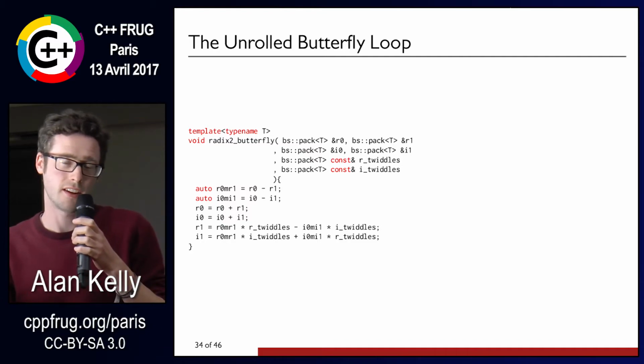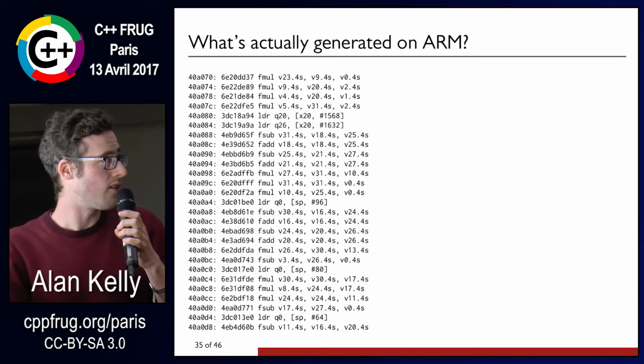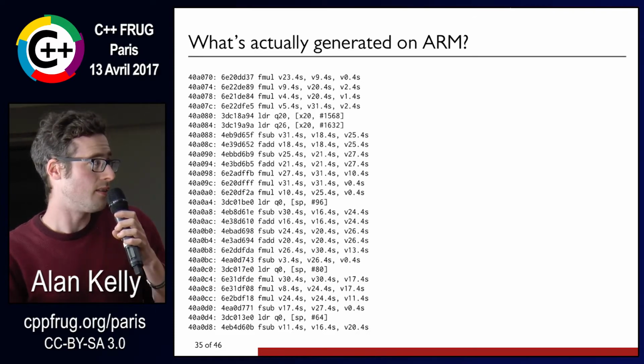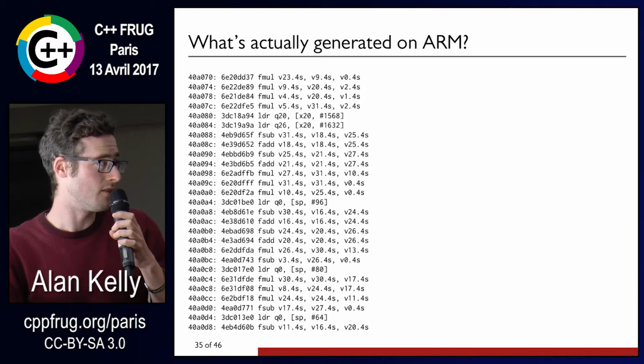So what does this generate? On ARM, I objdumped my code and this is what I ended up with. I see I've got my vector instructions here. I see my registers, they begin with V, and there's no traces of bSIMD here. I've just generated proper ARM vectorial instructions.